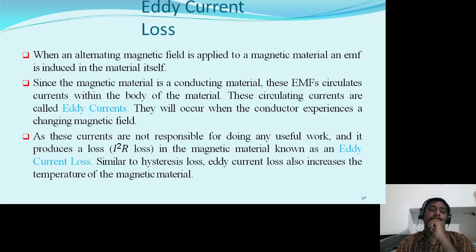So in that material we are developing EMF, and since that material is conducting, that EMF may circulate current within the body of that material, right? These circulating currents are called eddy currents. They may be present only whenever we are applying a change in magnetic field. And if you want to measure these eddy current losses, the formula is I square into R. And these eddy currents are not responsible for doing any useful work.